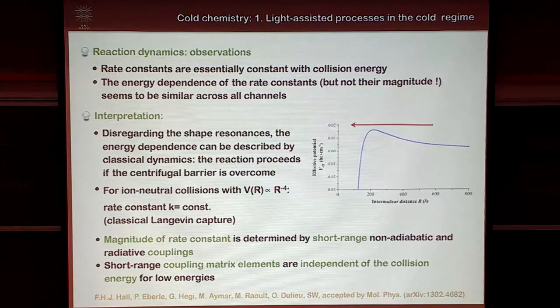If you just disregard these shape resonances in the cross sections for a moment, then what we see in the calculations is that the energy dependence of the cross section can basically be described by classical dynamics. In the calculations, which are purely quantum mechanical, we basically recover a classical behavior in the sense that the reaction only proceeds if the centrifugal barrier is overcome. From classical collision theory, for an ion-neutral collision with a potential that scales in the long range with r to the minus 4, and this is the case for all the relevant channels contributing to our rate constant, we basically get the classical Langevin capture picture that the rate constant is constant with energy. So this seems to explain this flat dependence of the rate constant on the energy. It's more or less Langevin dynamics.